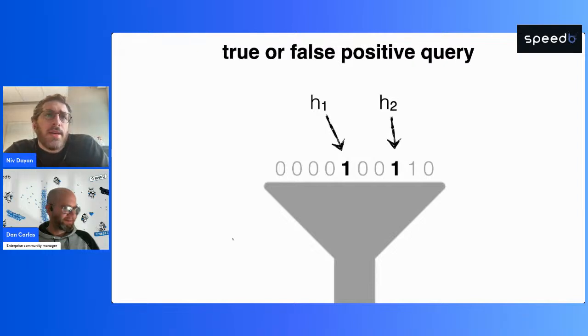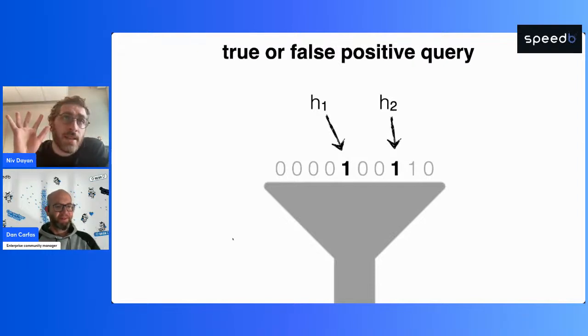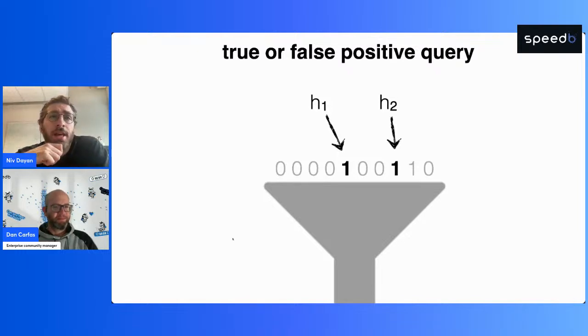On the other hand, if you're only finding ones for the corresponding bits of the key you're looking for, then it's likely that the key exists, but it could also be the case that other insertions of different keys cause those bits to be set to ones. And so this is how you can get a false positive.